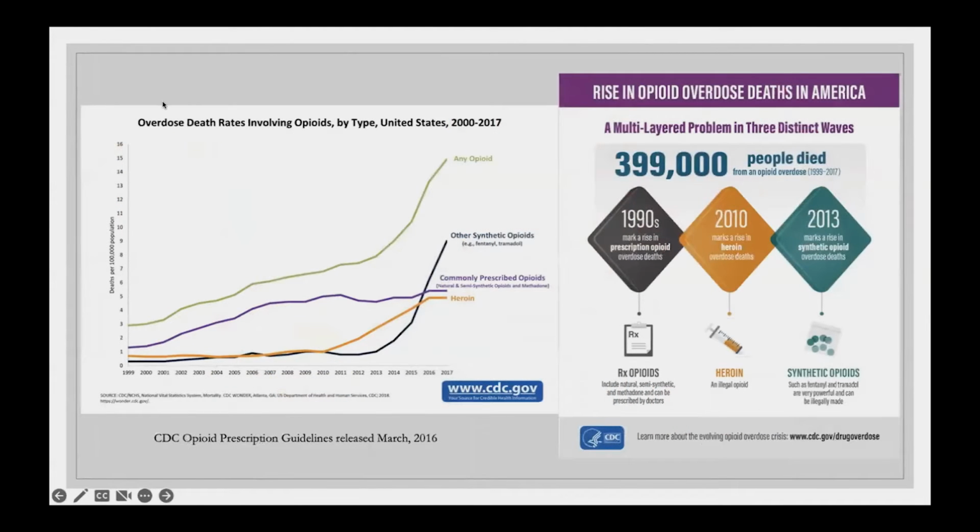But suffice it to say, if we take a broader perspective, even over the past 2 decades or so, there's been an increase overall in terms of opioid overdose deaths. And this chart demonstrates it pretty well. If we look at the green bar, it's talking about any opioid death. And starting from 1999 going to 2017, you see it going up in terms of the deaths per 100,000 people.